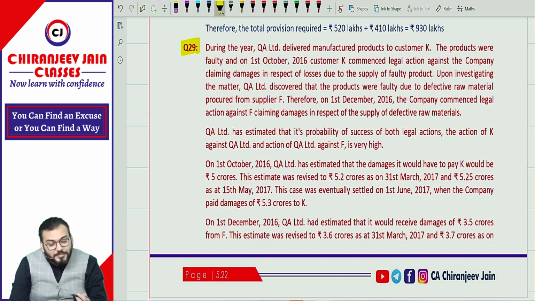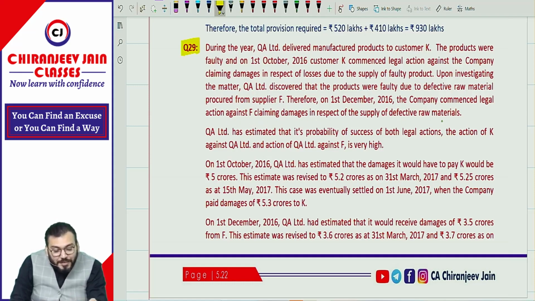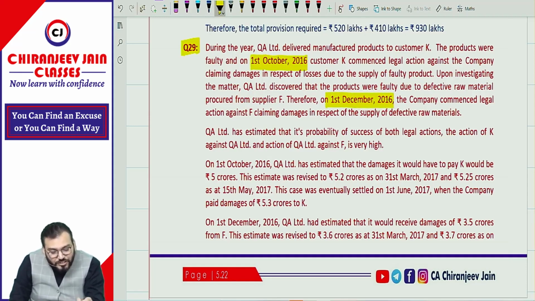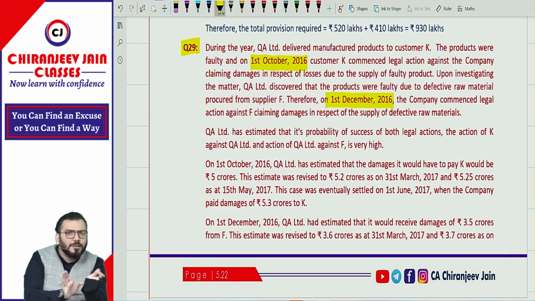Correct. Now read further. Therefore, on 1st December 2016, the company commenced legal action against F claiming damages in respect of the supply of defective raw material. It means two cases were filed. One is filed by the customer of QA against QA. One is filed by QA against their supplier F. The dates are different: this one is 1st October 2016, and this one is 1st December 2016. But both cases were filed before the reporting date.